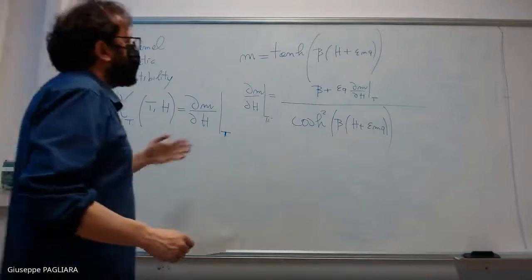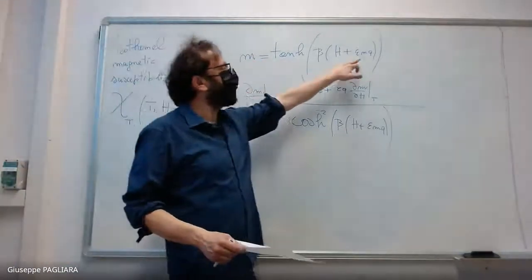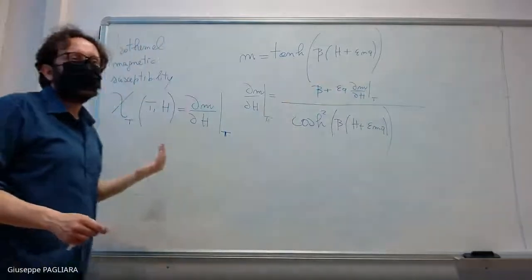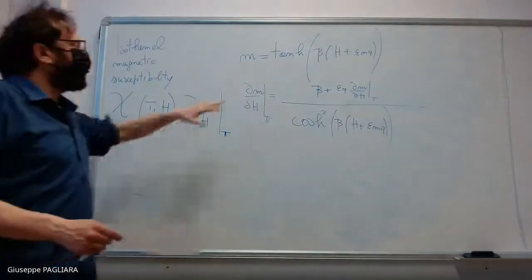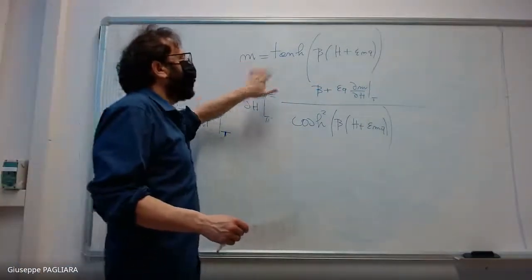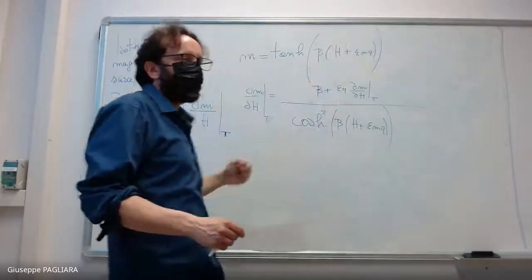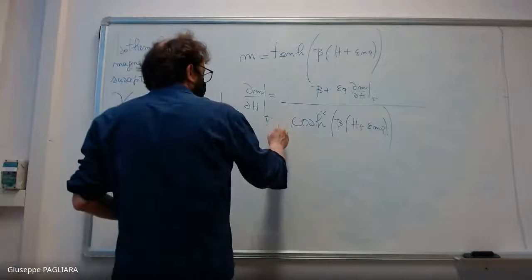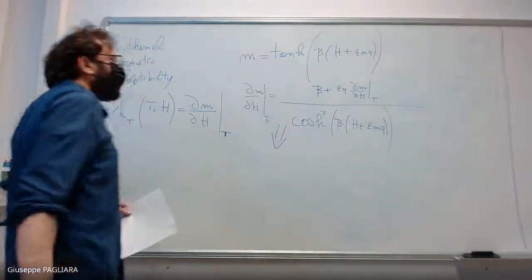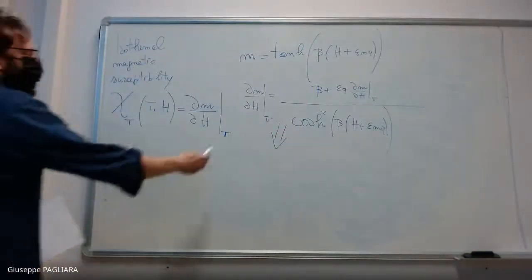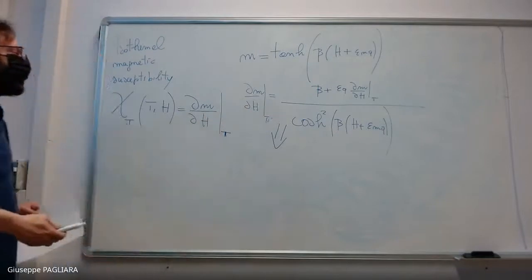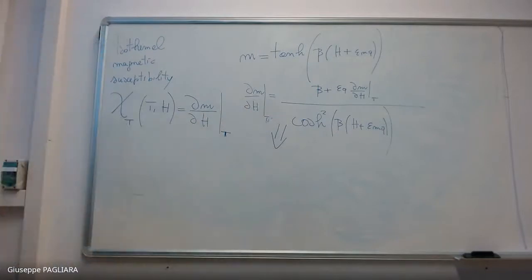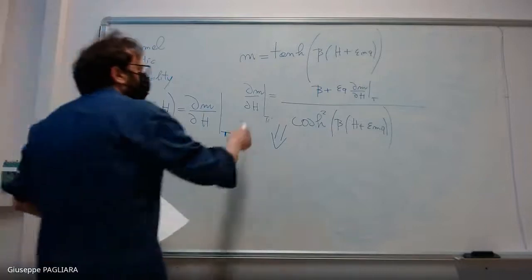Now, of course, you see that this is an implicit equation for m. So when doing the derivative with respect to h, I have to derive m with respect to h, but also this m must be derived with respect to h. Now, from this equation, I can compute the derivative. Fortunately, it's easy, the derivative of m with respect to h, because I just need to isolate this term.